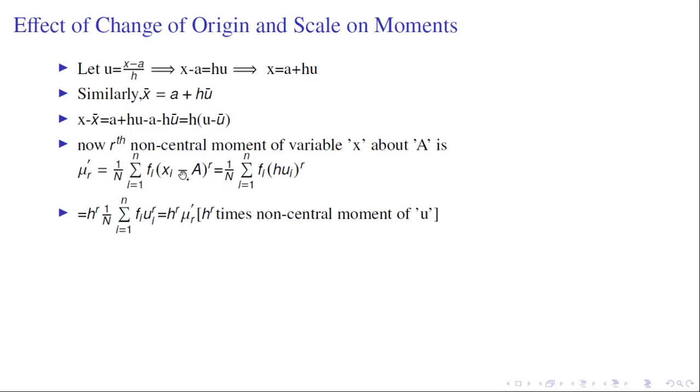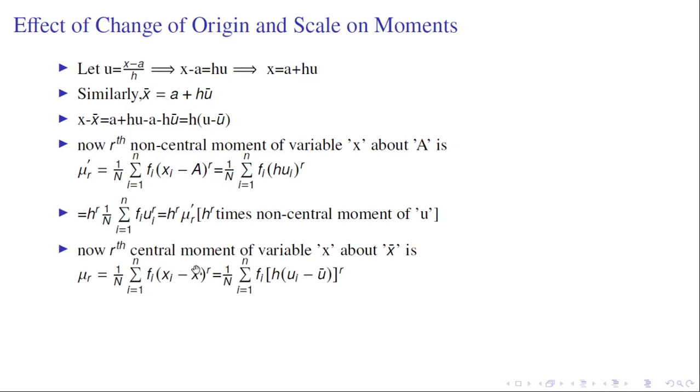If we transform to u equals (x minus a) by h, we are subtracting a from the variable and dividing with h. The a does not affect the moment, and h does. If we divide, we need to multiply. That is the difference. And now the rth central moment of variable x about x bar is mu r, equal to 1 by n summation i is equal to 1 to n, fi (xi minus x bar) power r. This is the definition of the rth central moment.